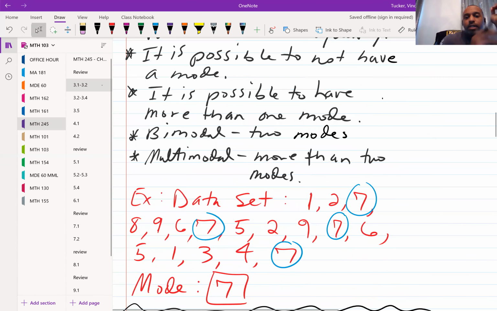All right, so if I have this data set right here, 127, 896, 752, 976, 51347. My mode would be 7 because 7 appears the most out of all the data values. All right, any questions? Any questions?